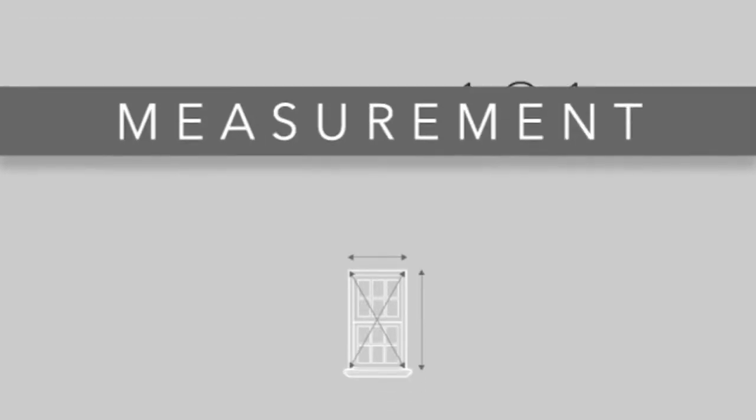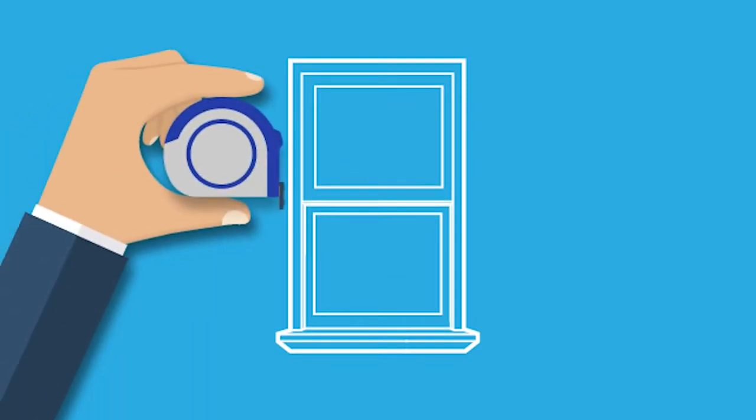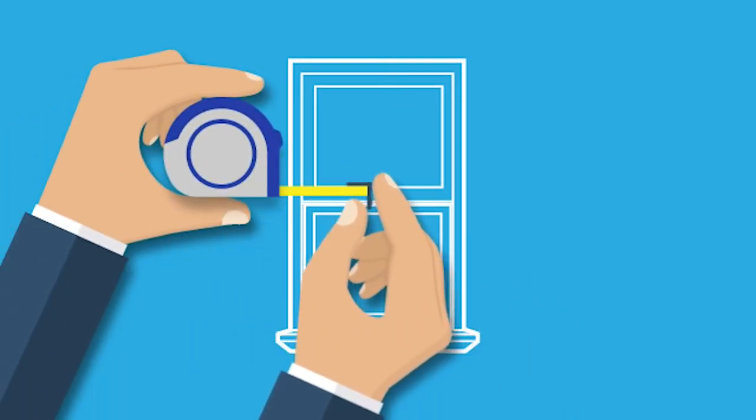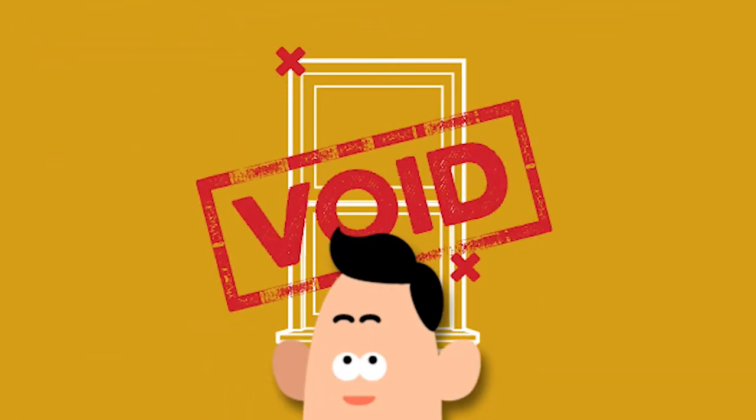Windows 101. How to measure for a replacement window. Successful replacement window installation begins with accurate measurement of the opening into which the replacement window is to be installed. Improper installation will result in faulty operation, which may void the manufacturer's warranty.